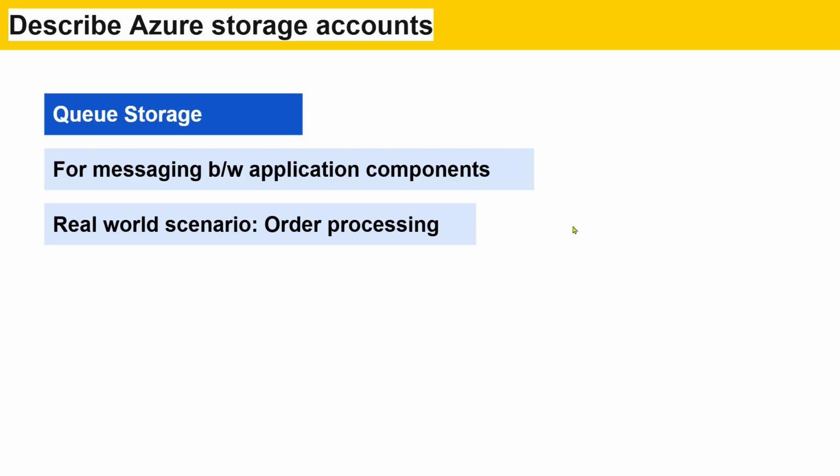Then the application component has to create something in the backend to see if that component is available and start the shipping. So there are many things that happen behind the scenes. Queue storage is a solution which helps for messaging between application components. It will pass the data from one component to the other in a queued manner. Imagine there are thousands and thousands of customers placing orders at the same time. This helps in queuing that data and sending it to various application components.